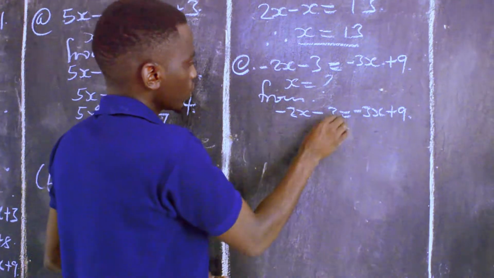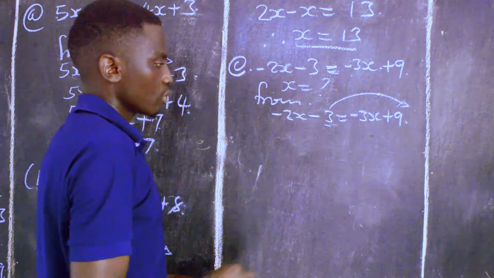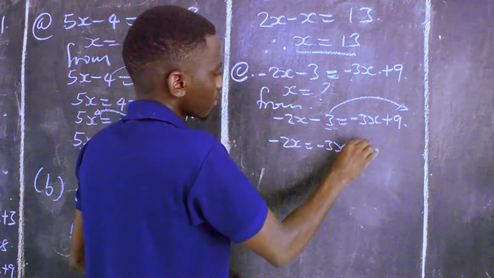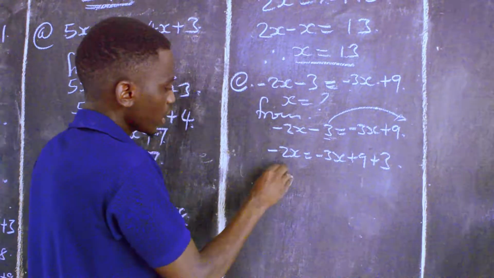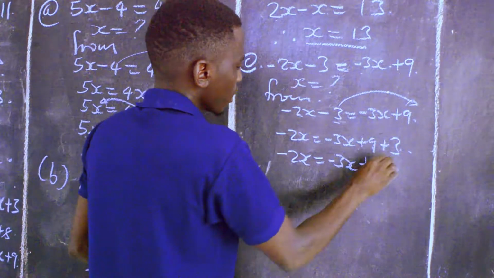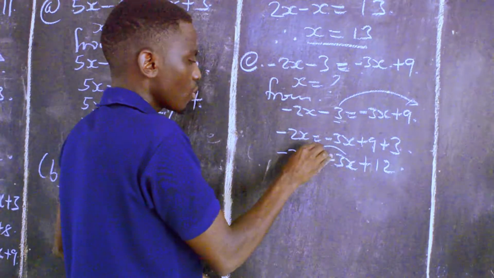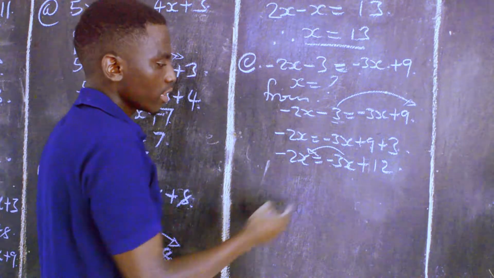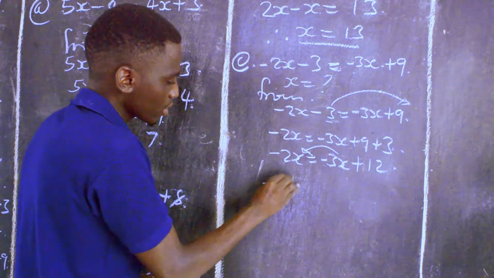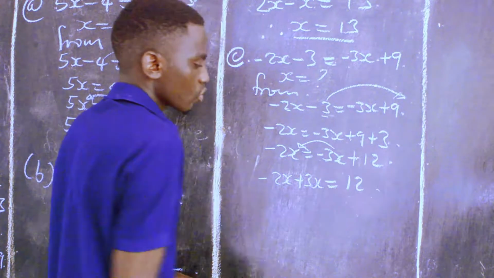So you have to look here. This 3 here is negative. Once it comes on this side, it becomes what? A positive. So you remain with negative 2x is equal to negative 3x plus 9 plus 3. So negative 2x will be equal to negative 3x plus, this one, you get 12. But negative 3x here, once it comes on this side, it becomes a positive. This is negative. Once it comes on this side, it becomes a positive. So you will have negative 2x plus 3x will be equal to, you remain with 12.